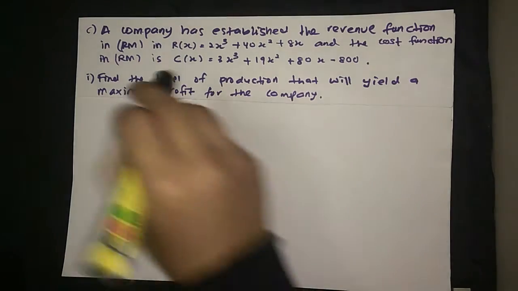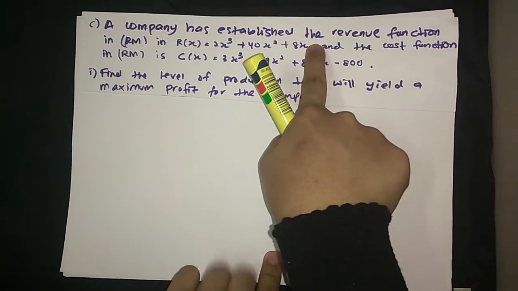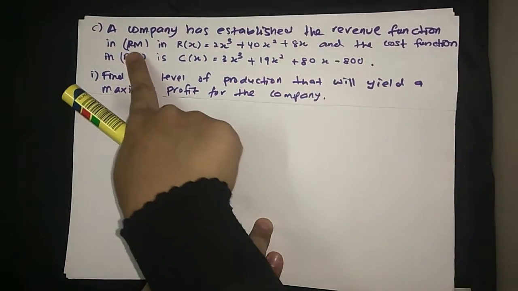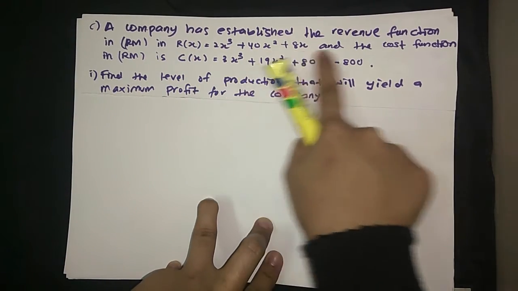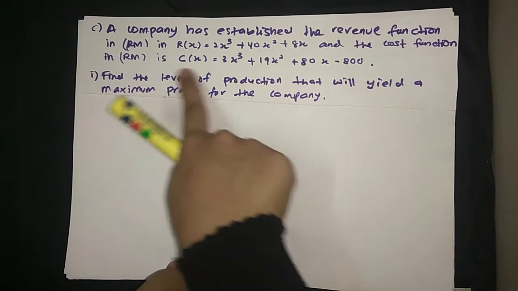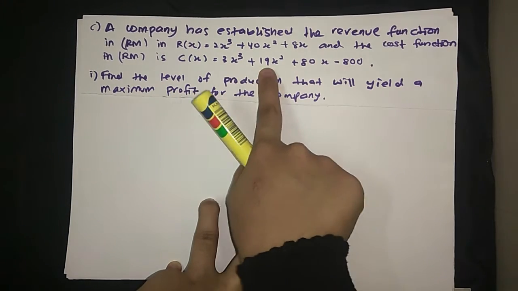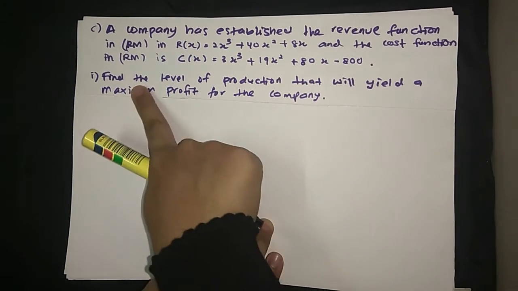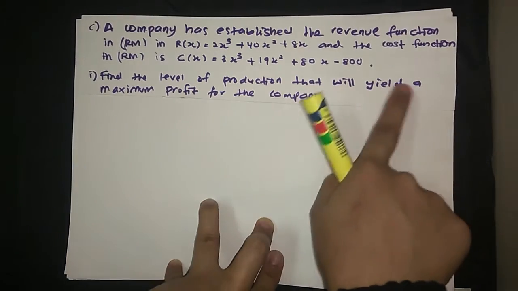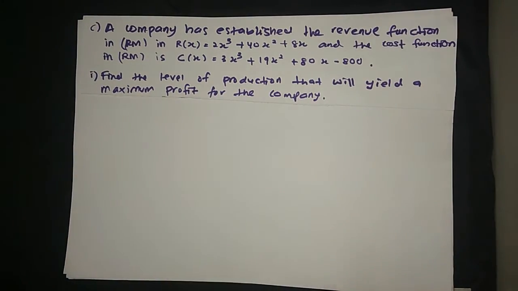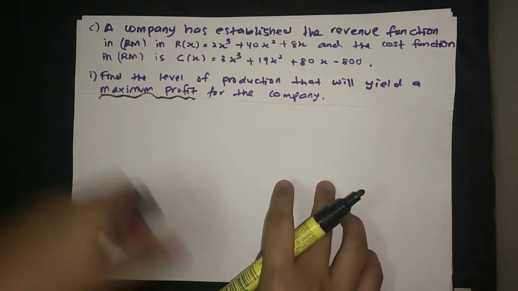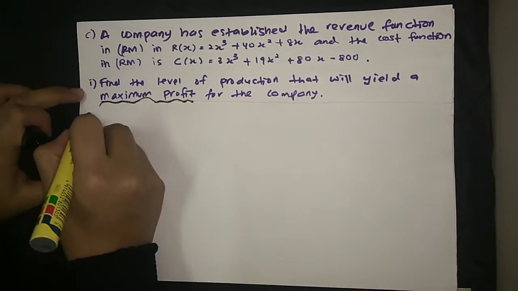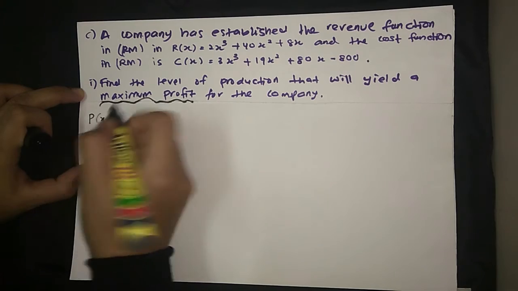The next question is C. A company has established the revenue function in RM, R(x) equal to 2x cubed plus 40x squared plus 8x, and the cost function in RM, C(x) equal to 3x cubed plus 19x squared plus 18x minus 800. We need to find the level of production that will yield a maximum profit.